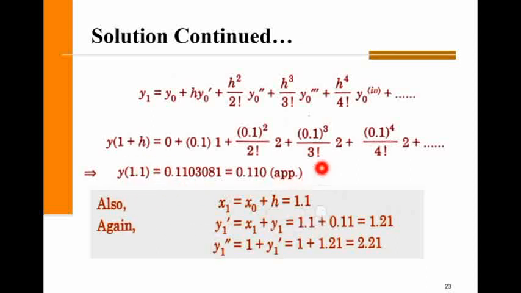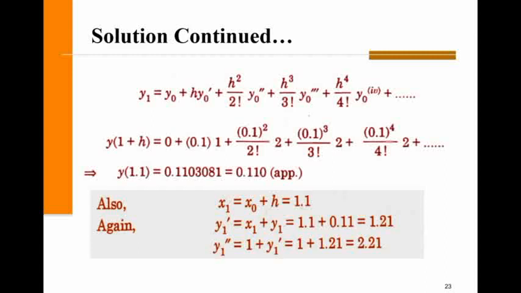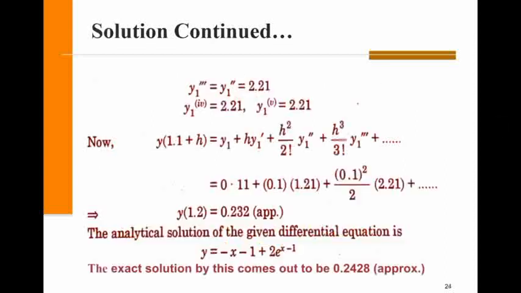Now this y at 1.1 becomes your y1 now. Now what is x1? x1 is x0 plus h. So x1 becomes 1.1. In a similar way, as you have calculated the derivatives here, you can calculate the derivatives y1 dash, y1 double dash, all these values by substituting x1, y1 in place of x0, y0 as you have done in the previous step. So calculate all the derivatives. Now you can see, this is your y1. So y1 plus h becomes y2. So y2 is y1 plus h y1 dash plus h square by 2 factorial y1 double dash and so on.